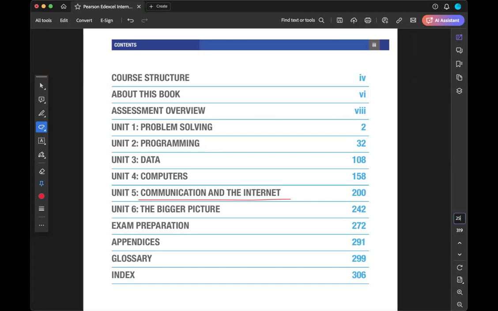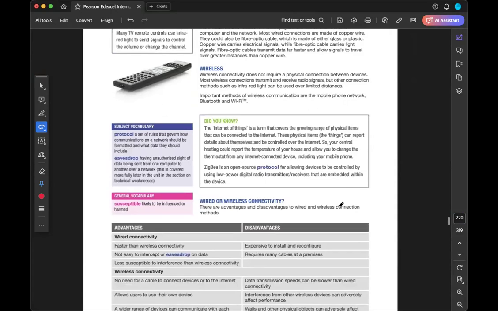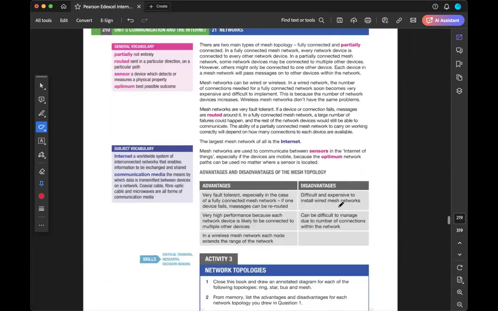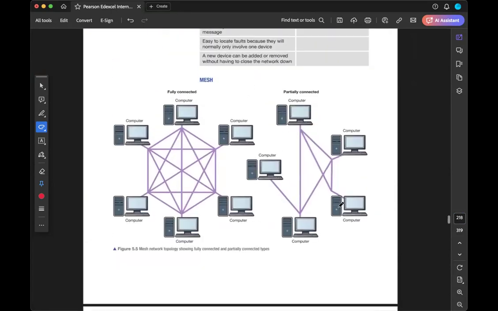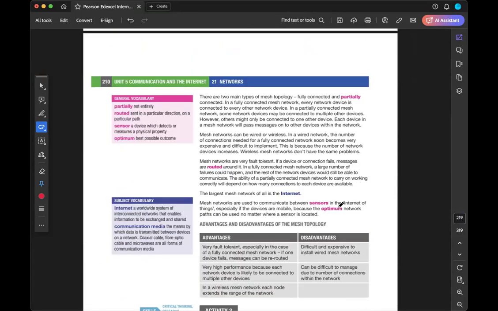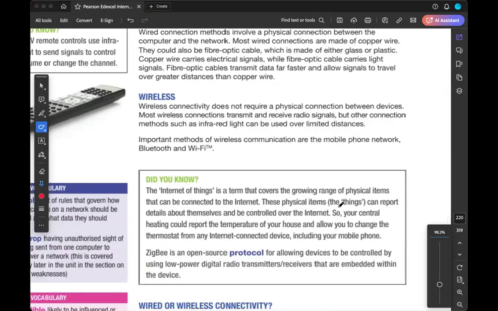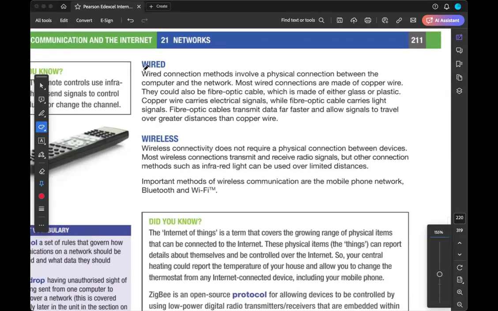Okay, so we are going to continue our topic. Chapter number 5, we are on the topic of mesh topology here. This one is a mesh topology. I think we have done this topic, right? Now we are going to continue with the topic of networks, wired and wireless. So what are wired networks?